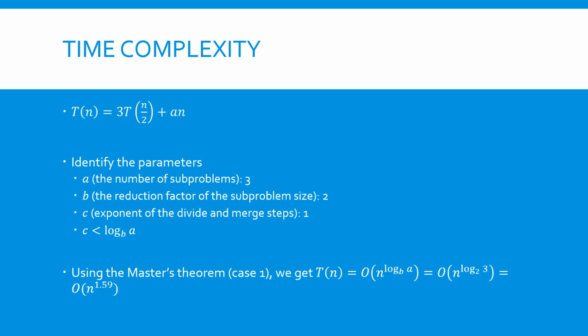Given their values, we have C is less than log base B of A. This corresponds to the first case of the master theorem. As a result, the time complexity of this algorithm is O(n) to the power of log base B of A. Plugging in the values for A and B, we find that the resulting time complexity is O(n) to the power of 1.59, which is faster than the original O(n squared) time complexity.